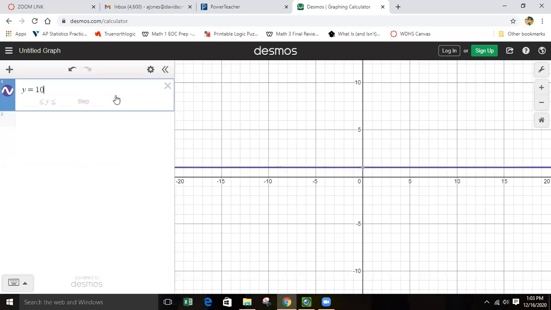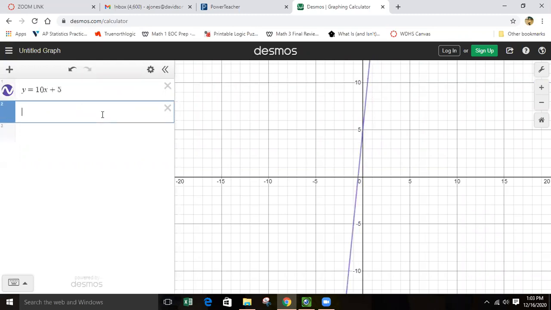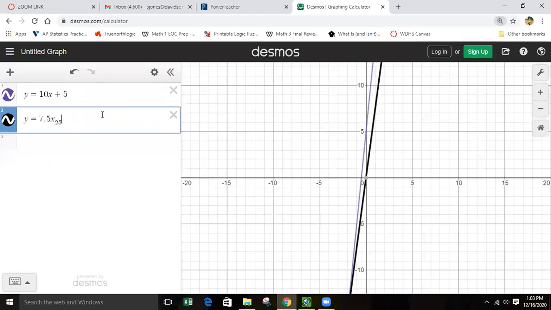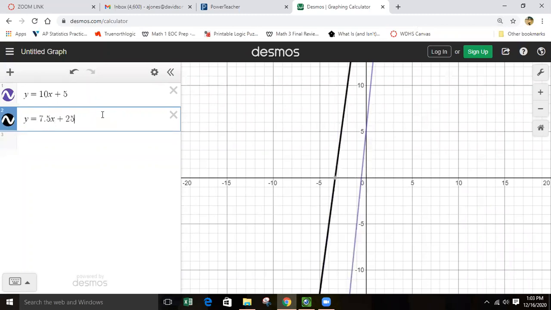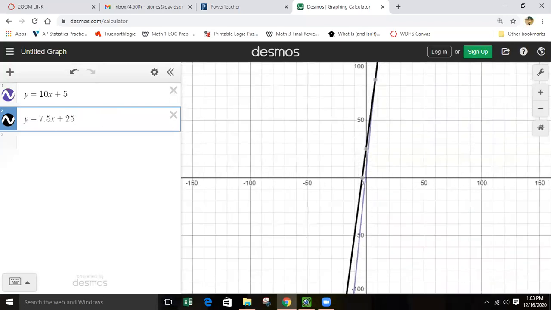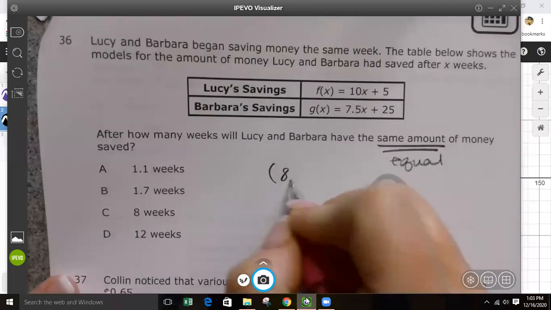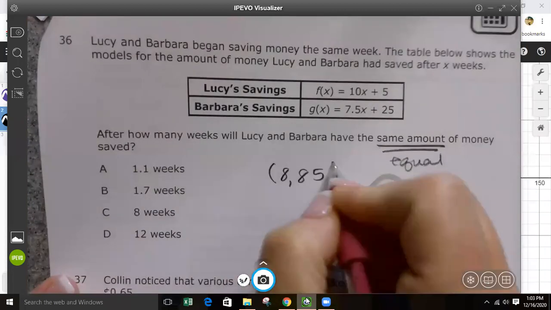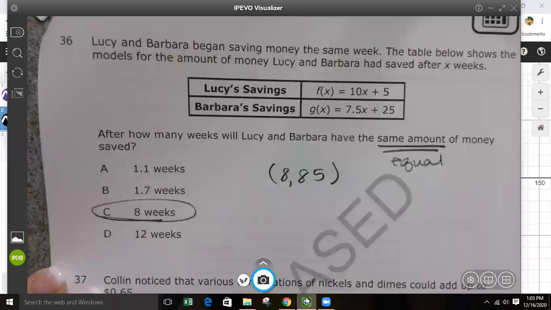y equals 10x plus 5. And then y equals 7.5x plus 25. How about I type that in right? And we can't quite see where they cross, so we're going to have to zoom out and check out that point. It's at 8, 85. So your answer is going to be 8 weeks.